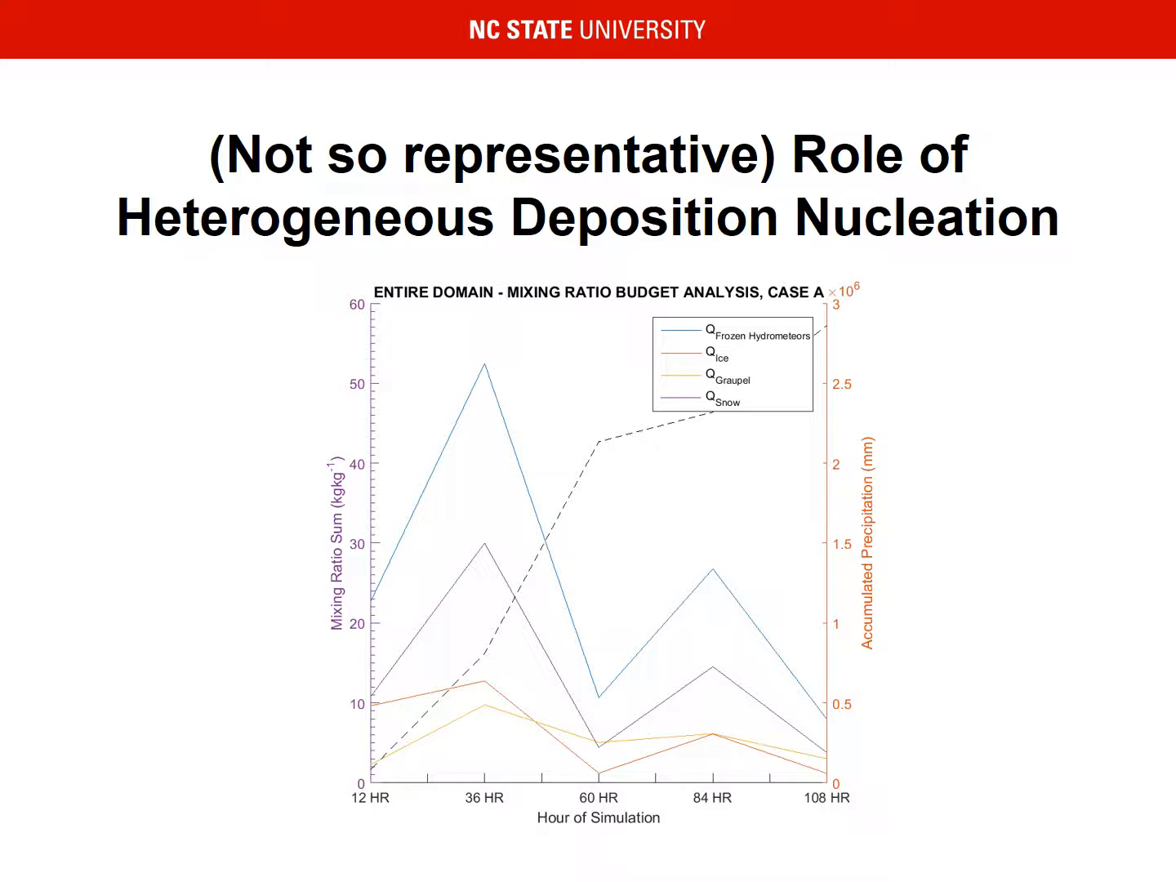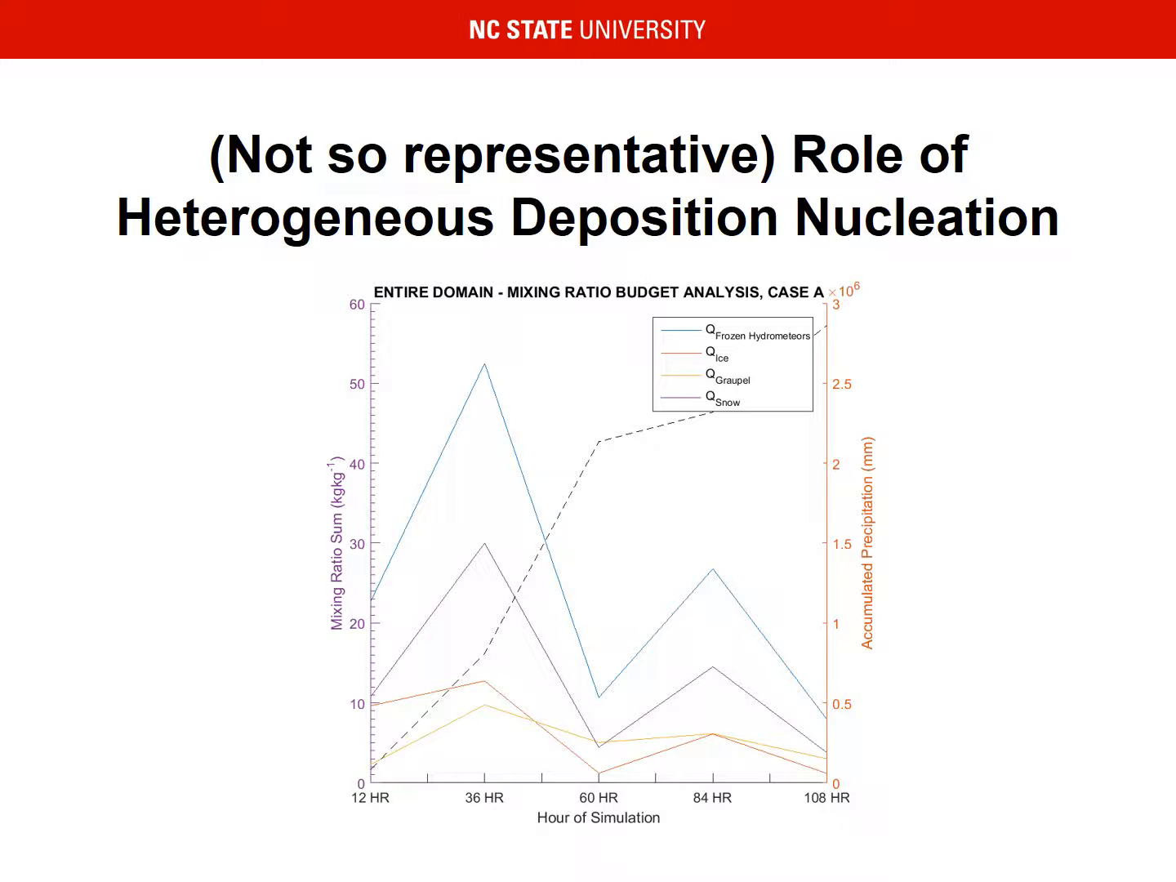So this figure here is showing the hour of simulation along the x-axis, and the primary axis on the left is showing the mixing ratios of various constituents in the cloud, going from cloud ice to snow to graupel, with blue being the total of the three below. Along the secondary axis is accumulated precipitation, which is the dashed black line. And so this is a control case with nothing affected in the microphysical scheme.